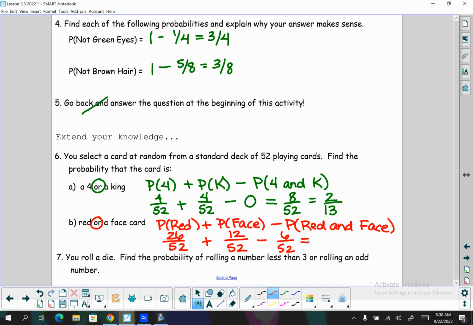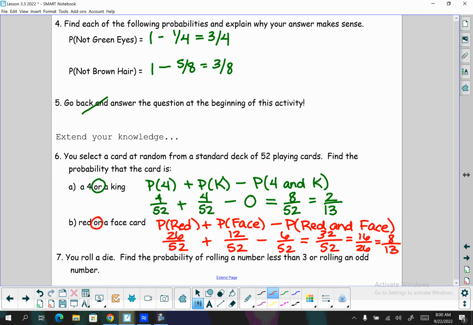Okay, denominators are all 52. That's easy. You just have to add and subtract your numerators. So 26 and 12 give me 38. Minus 6 gives me 32. Those are both divisible by 2. So that gives me what? 16 over 26, 8 over 13.